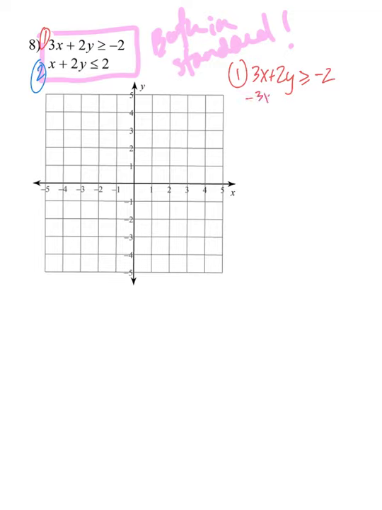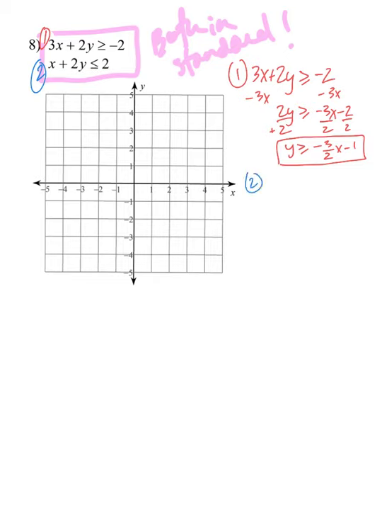So I'm going to subtract 3x. I'm going to put my x first, but you don't have to. Divide by 2. I do not have to flip anything because I didn't divide by a negative. So this is positive, right? Positive. So I don't have to flip anything. All right. So number 2, I'm going to change x plus 2y is less than or equal to positive 2.